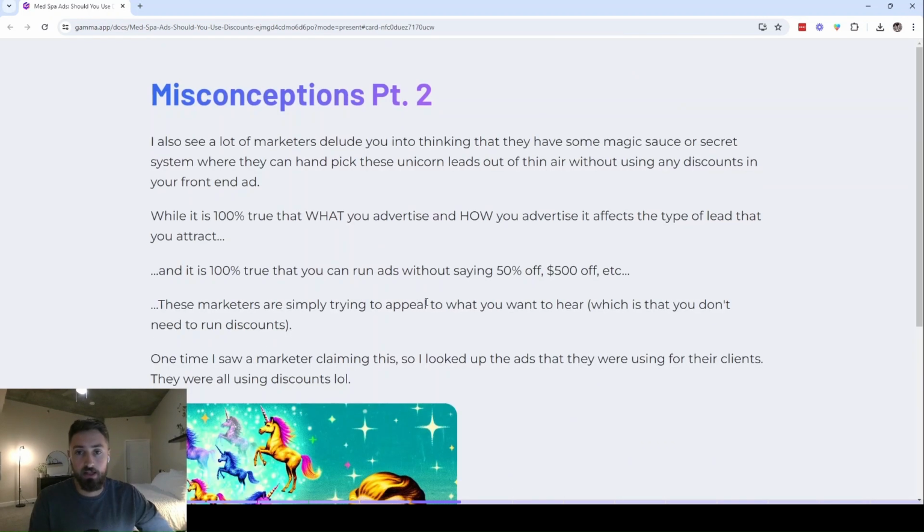Okay. I also see a lot of marketers who try to delude you into thinking that they have some magic sauce or secret system where they can just handpick these unicorn leads from thin air without using any discounts in your front end ad, right? And while it is 100% true that what you advertise and how you advertise it affects the type of lead that you attract, it is also 100% true that you can't run ads without saying 50% off, $500 off, etc. These marketers are simply trying to appeal to what you want to hear, which is, hey, I don't want to run discounts. So they tell you, hey, I have this secret special thing where you don't need to run discounts, right?